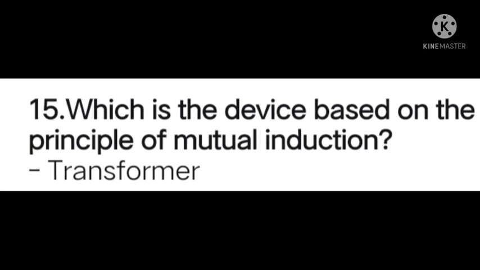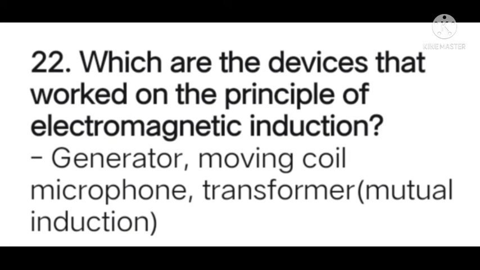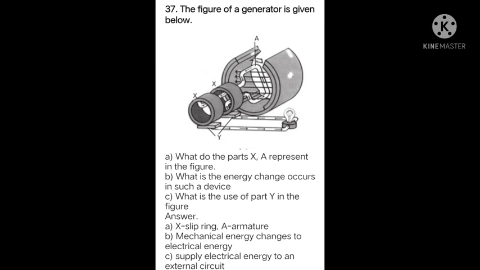Which is the device based on the principle of mutual induction? Transformer works on the principle of mutual induction. Which are the devices that work on the principle of electromagnetic induction? Generator, moving coil microphone, transformer. For a transformer, mutual induction is the main principle. It is included in electromagnetic induction. Generator, moving coil microphone and transformer work on the principle of electromagnetic induction.